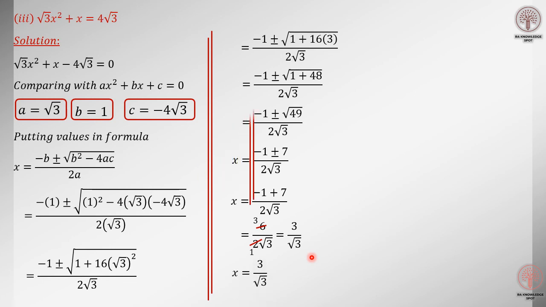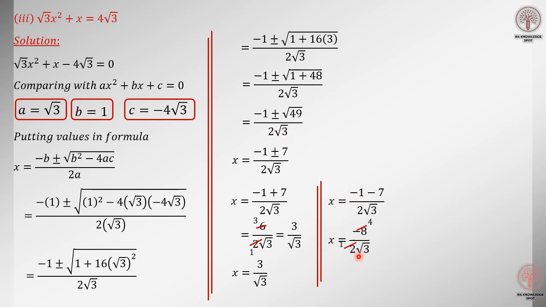Now we are going to do something more, that is with the negative sign. Now this one: minus 1 and minus plus 7. What did we do here? Minus 1 minus 7, with the negative solution. Minus 7 minus 1 will give you minus 8. Now once more cancellation. 2 1s are 2, 2 4s are 8. And this is your answer, that is minus 4 by under root 3. Now in final, this is your solution set.